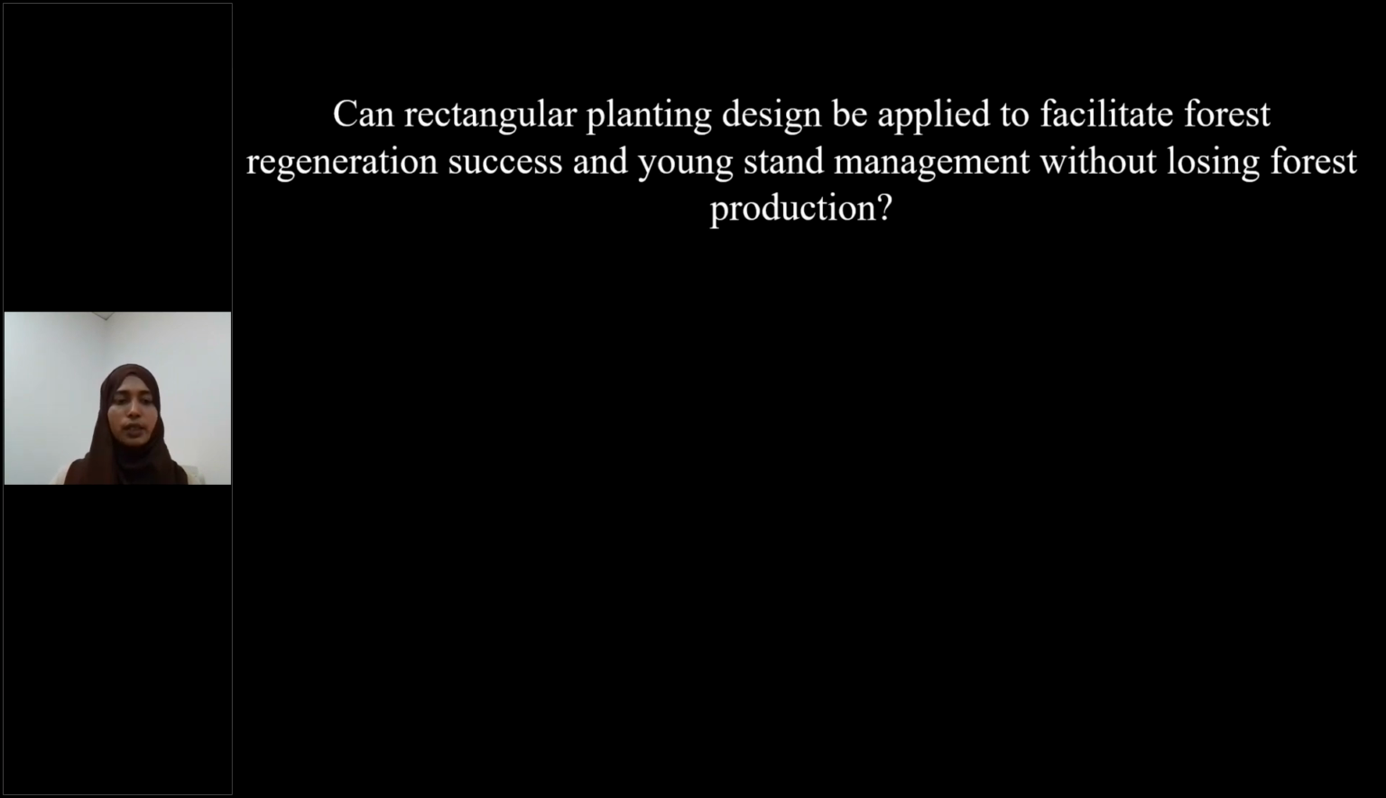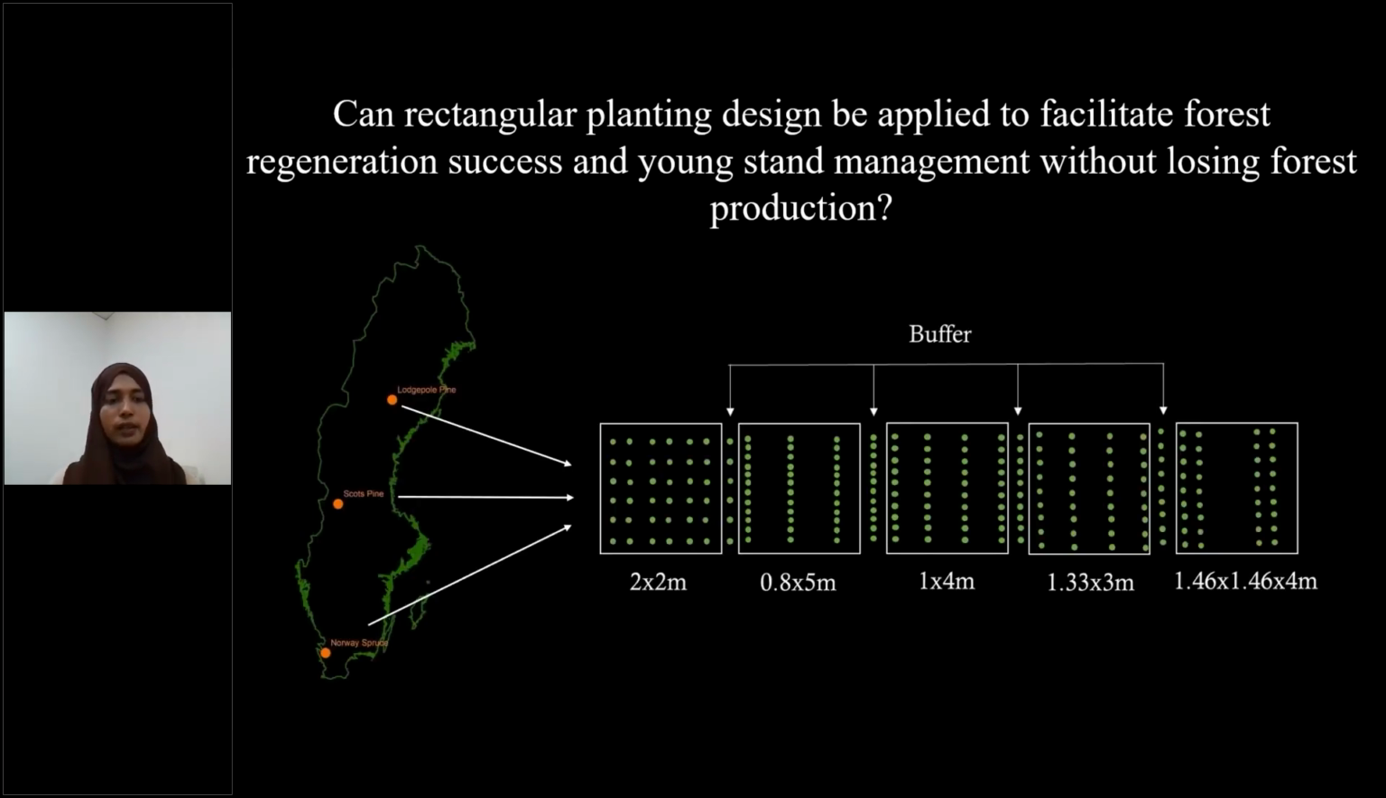And to do that, we used a rectangular planting design experiment located in 3 parts of Sweden: lodgepole pine in the north, Scotch pine in central Sweden, and Norway spruce in southern Sweden. The experiment was established with 5 different planting designs, the traditional one 2 by 2 meter, and 4 other rectangular planting designs. So the idea of rectangular planting design is that you have the same number of trees per unit area, only the spatial position of planting trees will change.